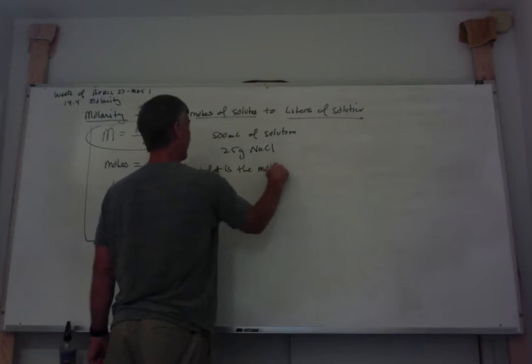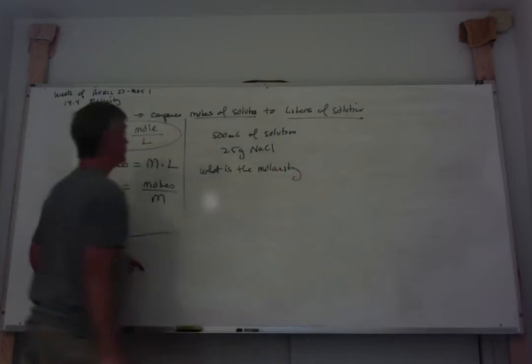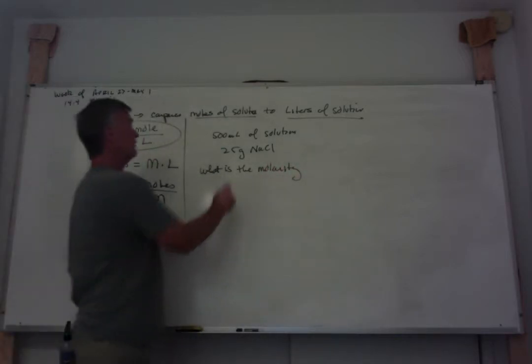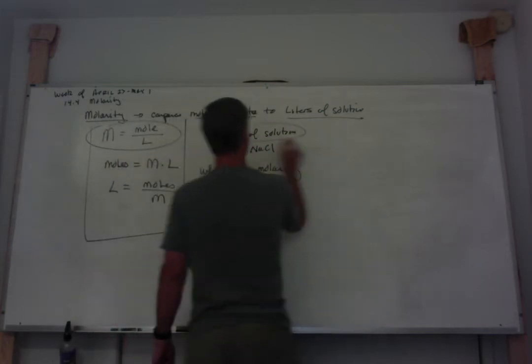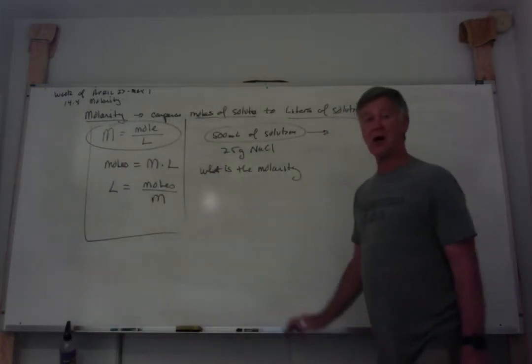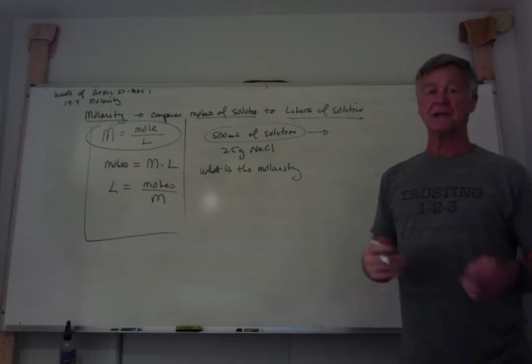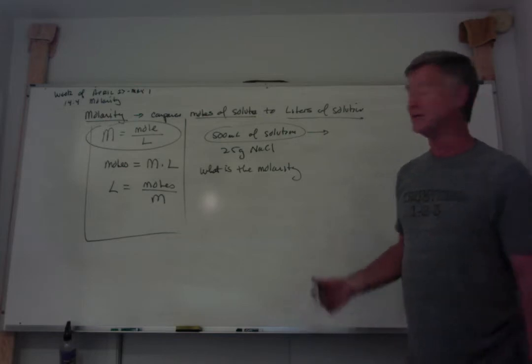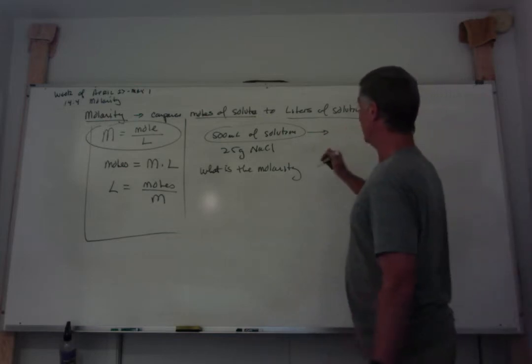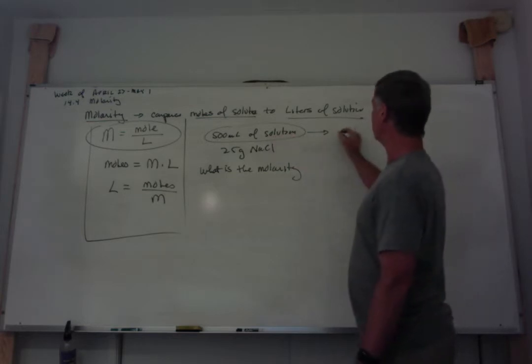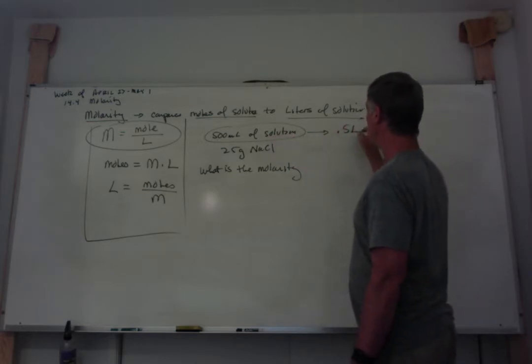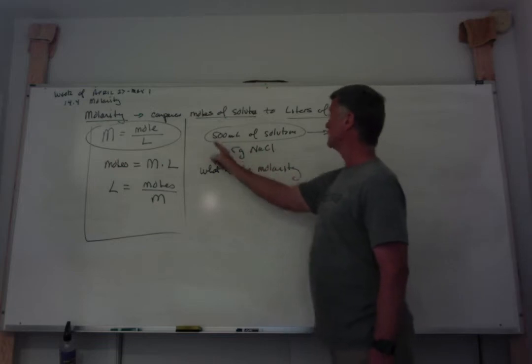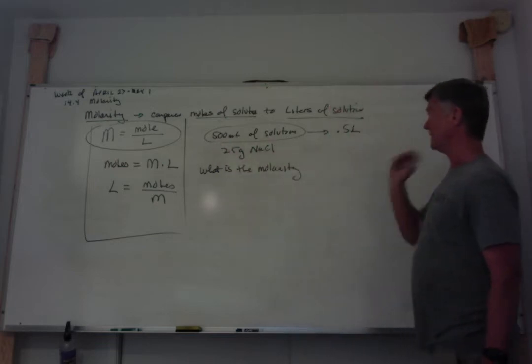All right, well, we actually have two changes we have to make. 500 milliliters has to change to liters. This will happen a lot in your homework. Most of the things we work with are milliliters, not liters. So remember, the way we go from milliliters to liters is we move the decimal place 3 places. So 500 milliliters is 0.5 liters.